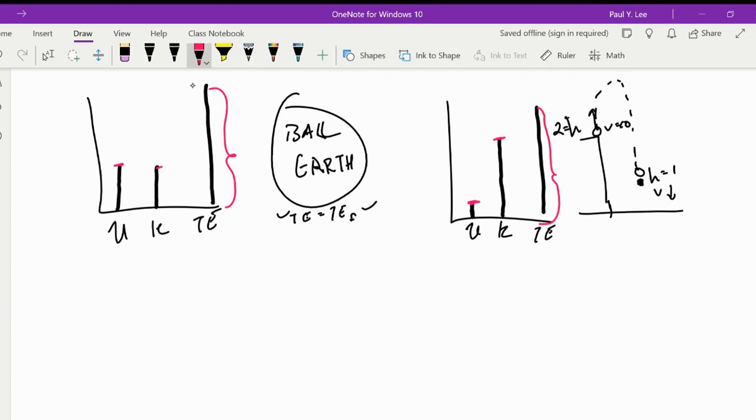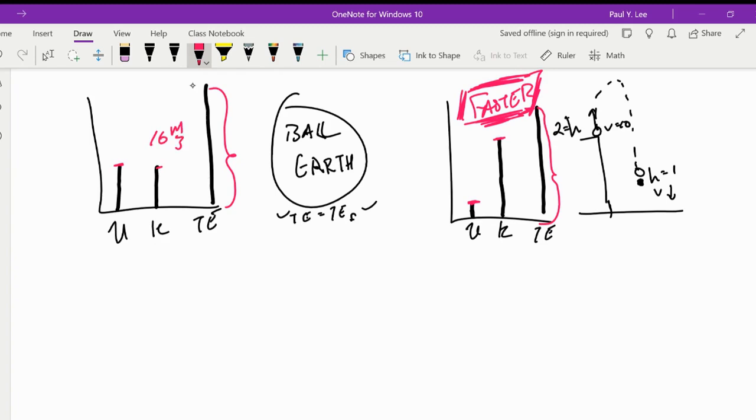Okay, so we can see that there's some amount of potential energy, but it's mostly kinetic energy. So it's moving faster. This is the big idea. In terms of an MCQ, this could be a conceptual question, right? Is it moving faster or slower? It's moving faster. So let's prove it. Let's prove that it's moving faster.